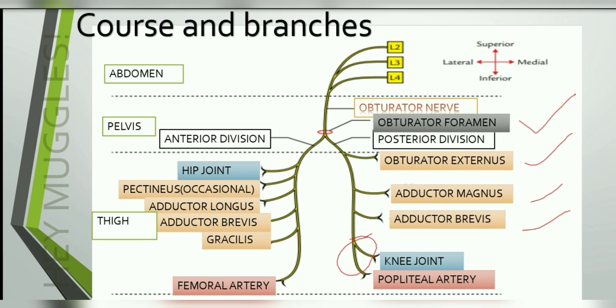The genicular branch of the posterior division of the obturator nerve passes through your adductor hiatus along with the femoral vessels to reach the popliteal fossa, right? So the terminal part, which we are calling the genicular branch, enters your popliteal fossa along with the femoral vessels, and here it gives a branch to the knee joint and it supplies the popliteal artery, right? So I hope the course and the branches of the anterior and posterior divisions of the obturator nerve are clear to all of you.